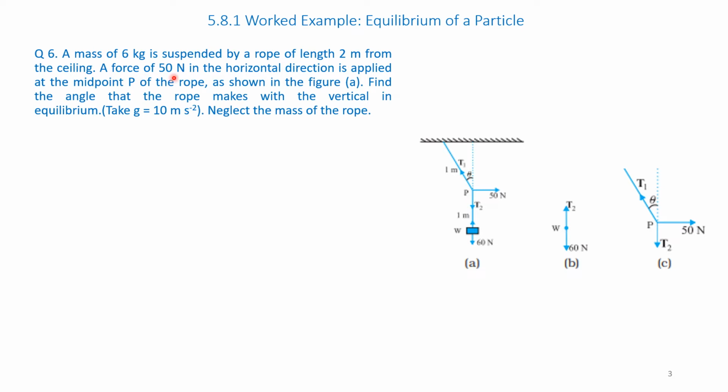A force of 50 newtons in the horizontal direction is applied at the midpoint P of the rope as shown in the figure. Find the angle that the rope makes with the vertical in equilibrium. Take g equal to 10 meters per second square. Neglect the mass of the rope.